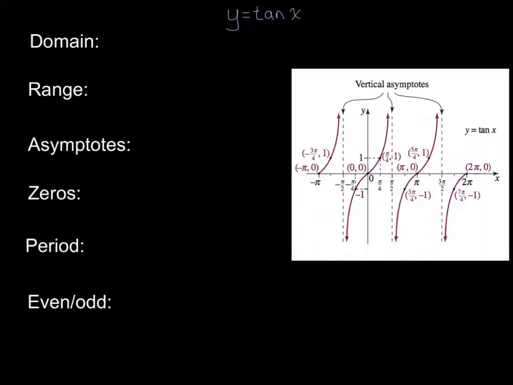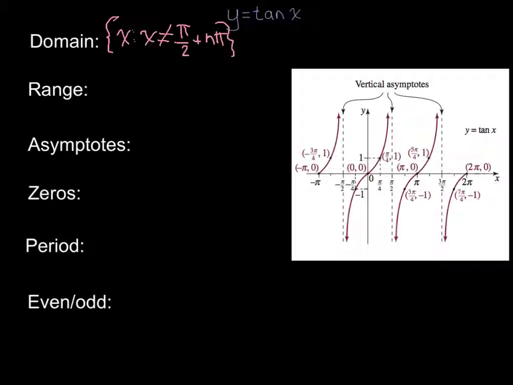So now that we have the graph of the parent function of y equals tangent x, let's look at some of its characteristics. So first of all, with the domain, we can see that we hit every x value except the asymptotes. So the way you're going to write that is a set of all x's such that x does not equal, well, the first one occurs at pi over 2, and then it occurs every multiple of pi after that. So we're going to say pi over 2 plus n pi, where n represents any integer value.